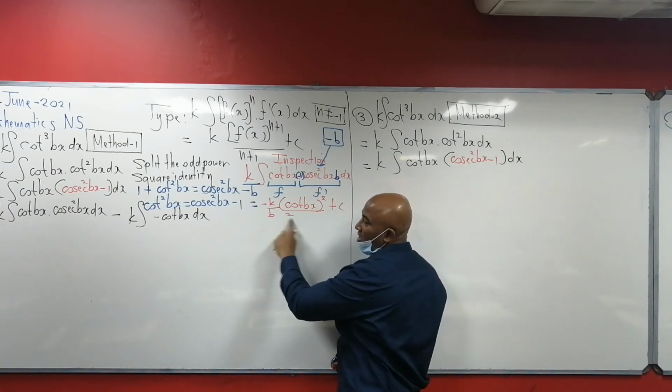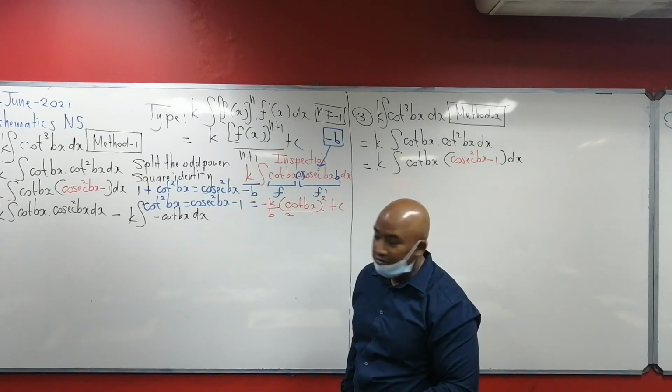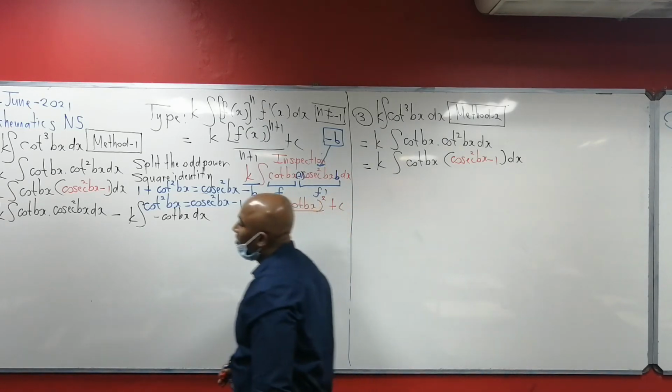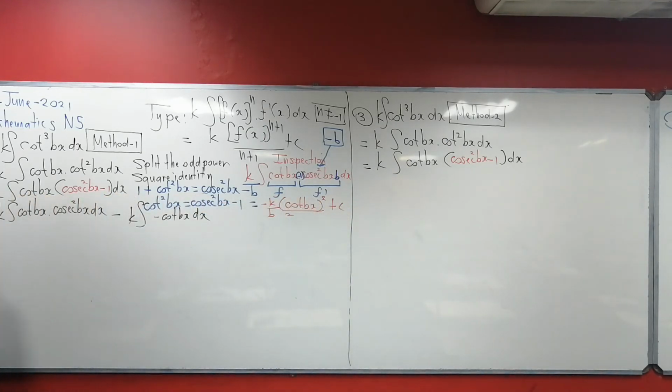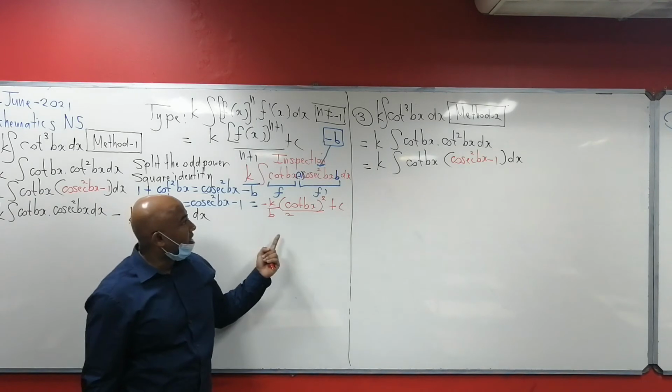Obviously, 2 times b here is 2b. Alright, so that is inspection. But now let's do the u substitution. It's a safer option. You can't go wrong with u substitution. With inspection you can, if you're not sure about what you're doing, then you can make a mistake.